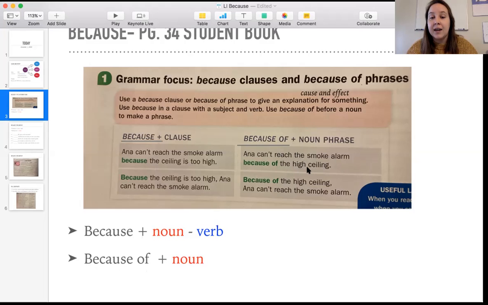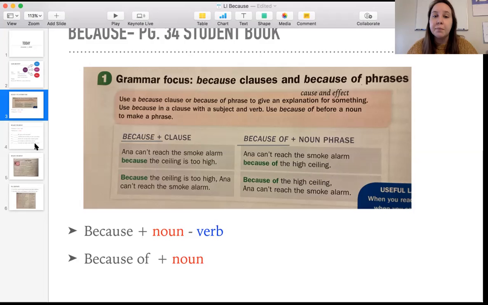So again, the high ceiling is the cause. Anna can't reach the smoke alarm is the effect. But we're using because of because this is only a noun. The high ceiling is a noun and there is no verb. So because there's only a noun.